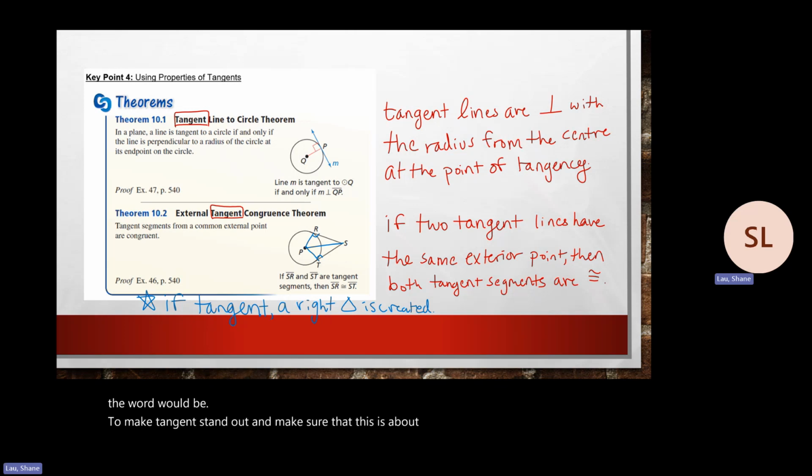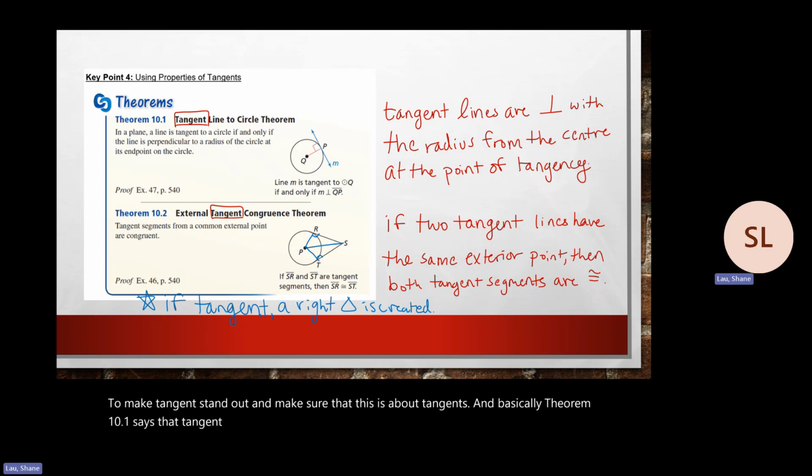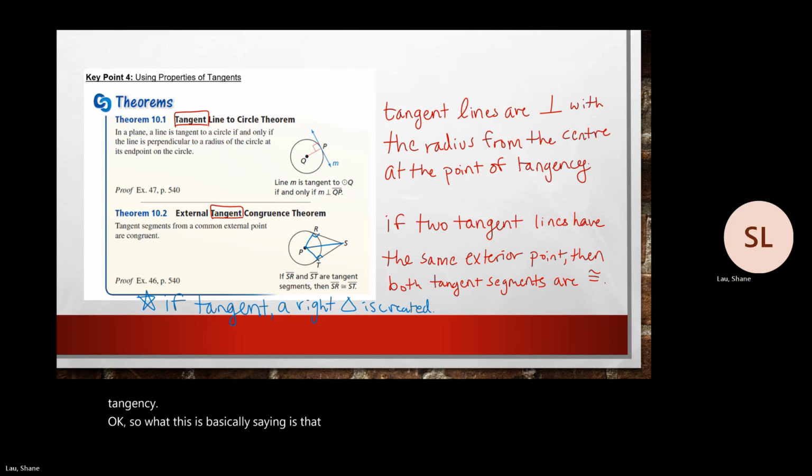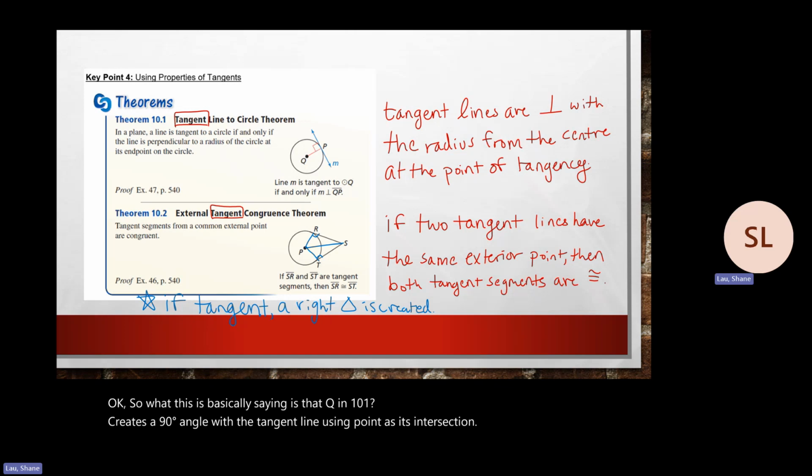And basically, theorem 10.1 says that tangent lines are perpendicular with the radius from the center at the point of tangency. Okay. So what this is basically saying is that QP in 10.1 creates a 90-degree angle with the tangent line using point P as its intersection. Okay. So that is the first thing. Definitely something that you should memorize. But you're definitely going to see this later on.